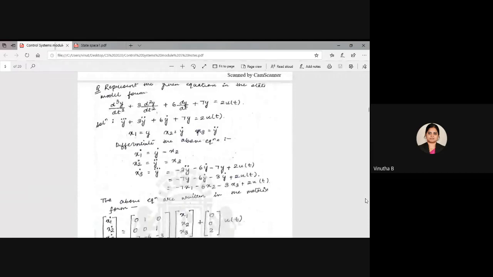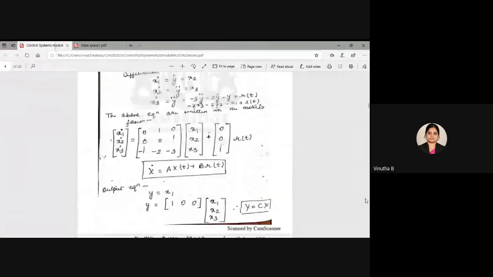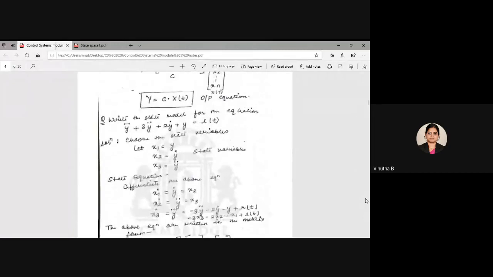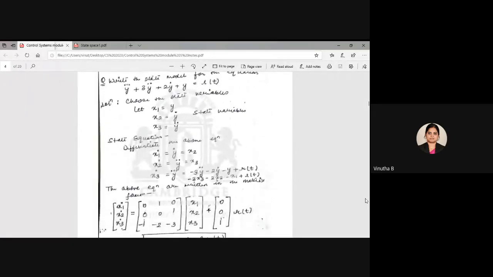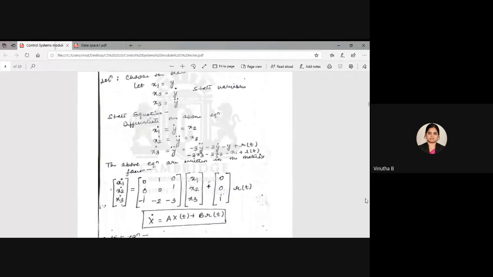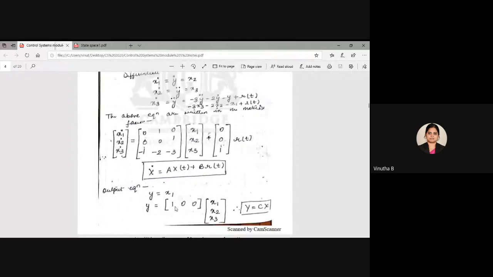Here is the output equation y equals c into x. Where you can see, for y, x1 and x2 here. x1 is 1 and the other two terms are not there in this equation. So in place of x1, you will write it down as 1, and this is 0, 0.